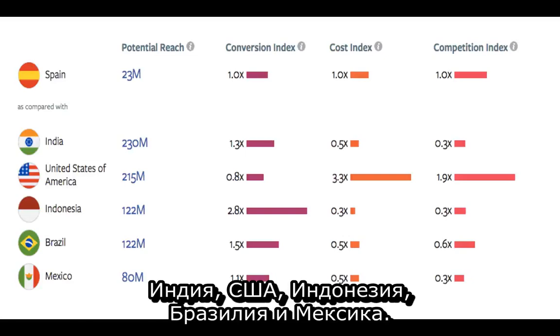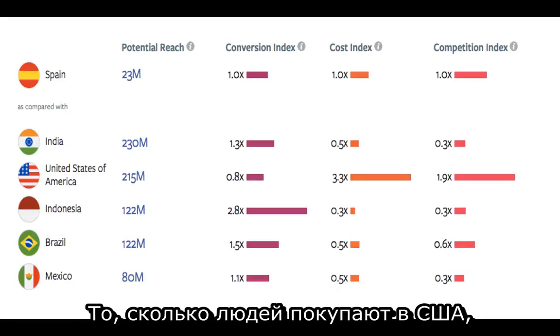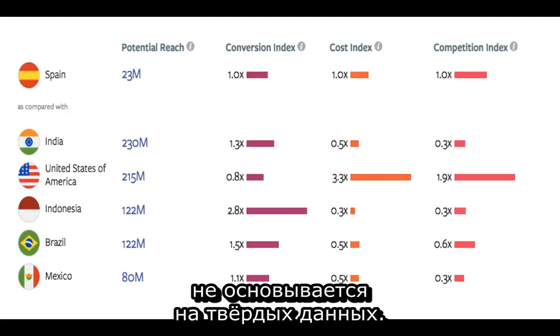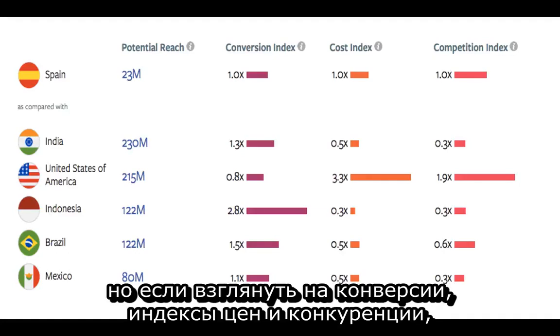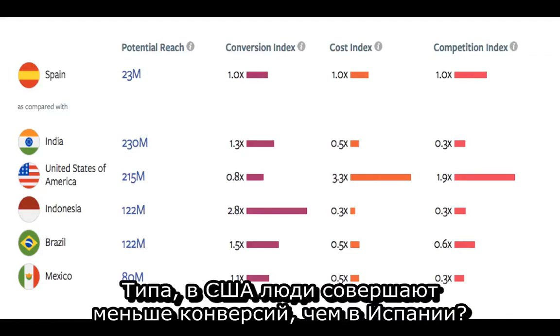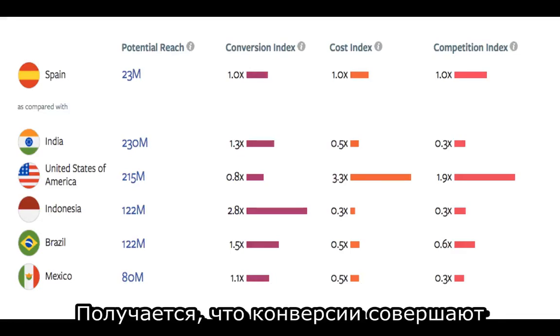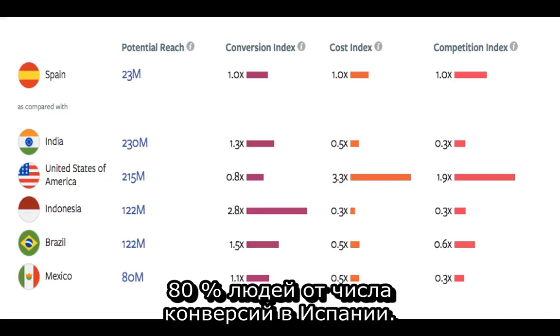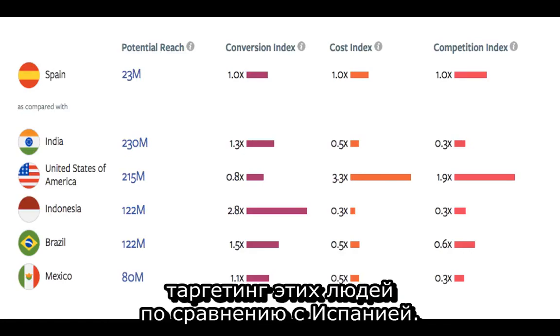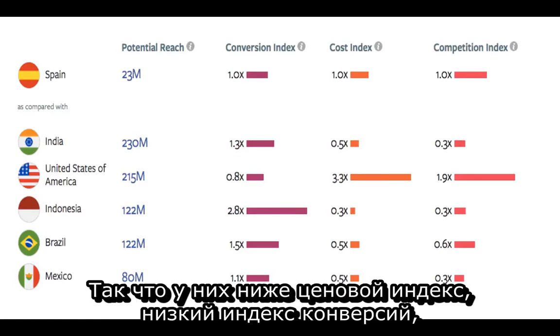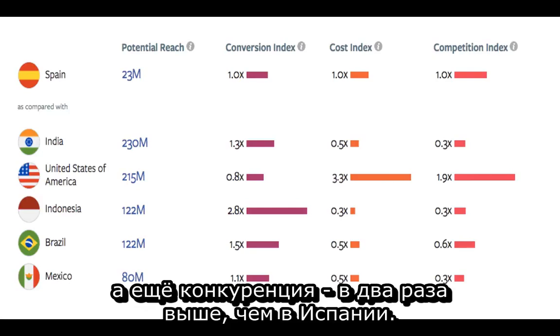And what we already see here is that this obsession of so many people to sell in the US is really not based on any data. Yes, the US is a big market, but if you take a look at the conversion, cost, and competition index, it's completely terrible. In the US, people convert less than in Spain. The conversion index is just 80% of what people in Spain would convert, but it costs 330 times more to target these people than people in Spain. So they have the worst cost index, a low conversion index, and also the competition is twice as high as in Spain.